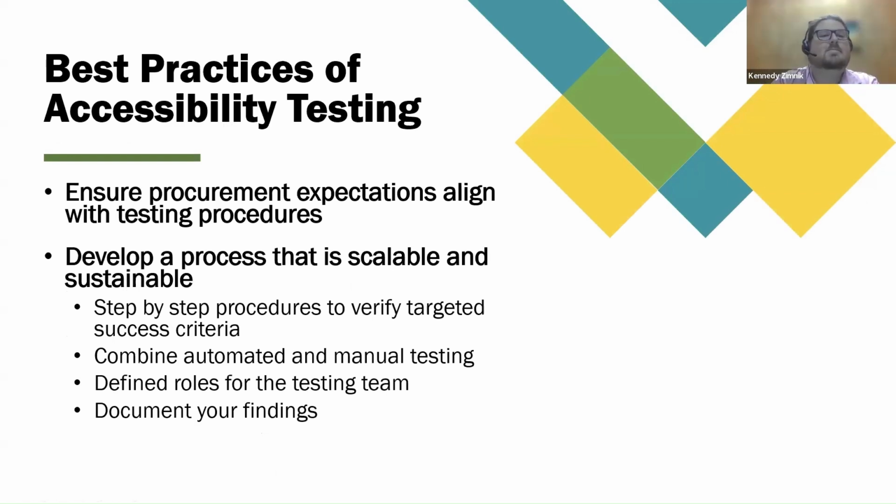Yep, great, thanks. Okay, so some best practices for accessibility testing. You want to ensure procurement expectations align with testing procedures. So how you're going to use the software is how you should be testing it. You should develop a process that is scalable and sustainable. Of course, a school isn't just going to do it once. So you want to come up with a process to do this over and over again.